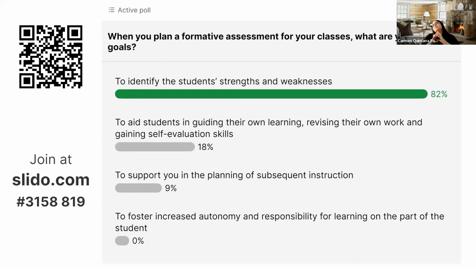All right. So the primary driver for the people who responded to this poll is unquestionably to identify the student's strengths and weaknesses. The second primary driver seems to be to aid students in guiding their own learning. Then we have support in the planning of subsequent instruction and the fostering of increased autonomy.